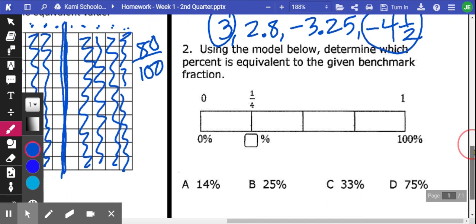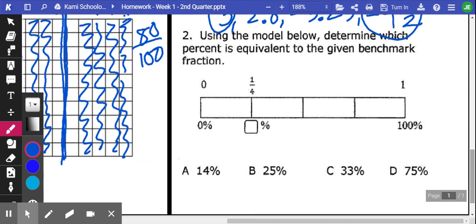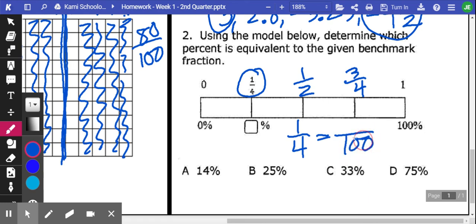All right, the last question for the homework for this week. Using the model below, determine which percent is equivalent to the benchmark fraction. So we have 1/4. This would be 1/2. This would be 3/4. So if we have 100%, what would this be here? So we could set up 1/4 is equal to, and we could ask ourselves, what percent would go in here?